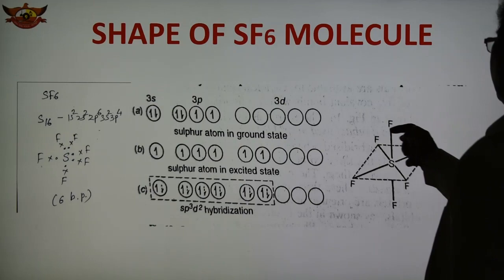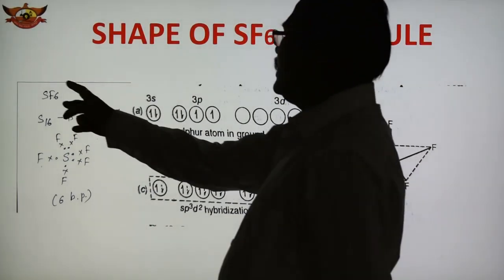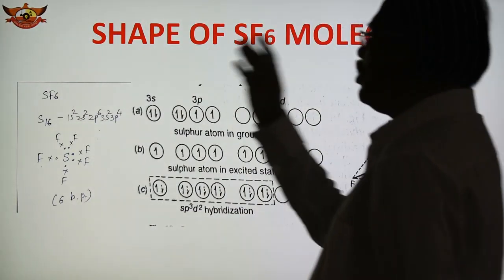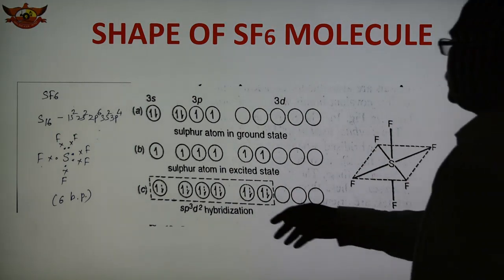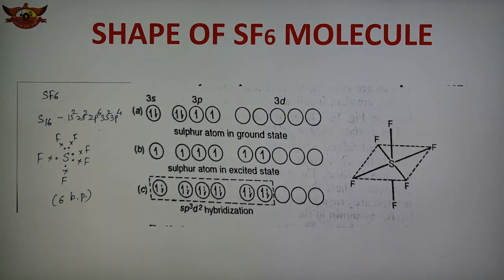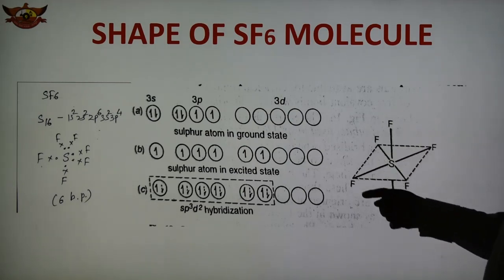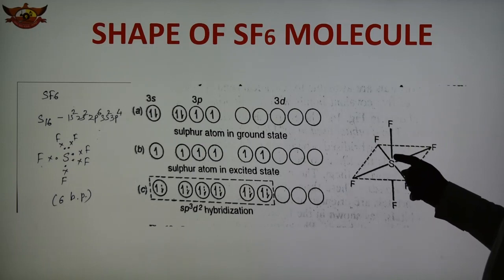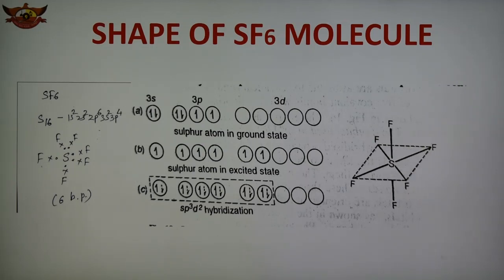So octahedral shape is shown here, and now in SF6 the total 6 bond pairs of electrons are there, and in this case the sulfur undergoes sp3d2 hybridization. When there is sp3d2 hybridization, the shape is octahedral, and octahedral shape is shown here. All the 6 corners are occupied by fluorine, and at the center sulfur is there. And in case of octahedral geometry, the bond angle is 90 degrees. All the bond angles are 90 degrees. So the shape of SF6 is octahedral.